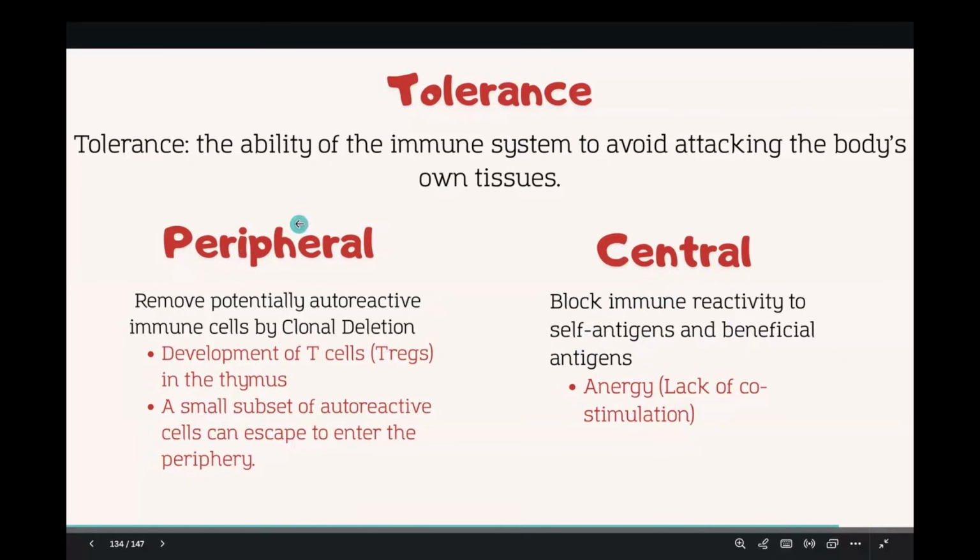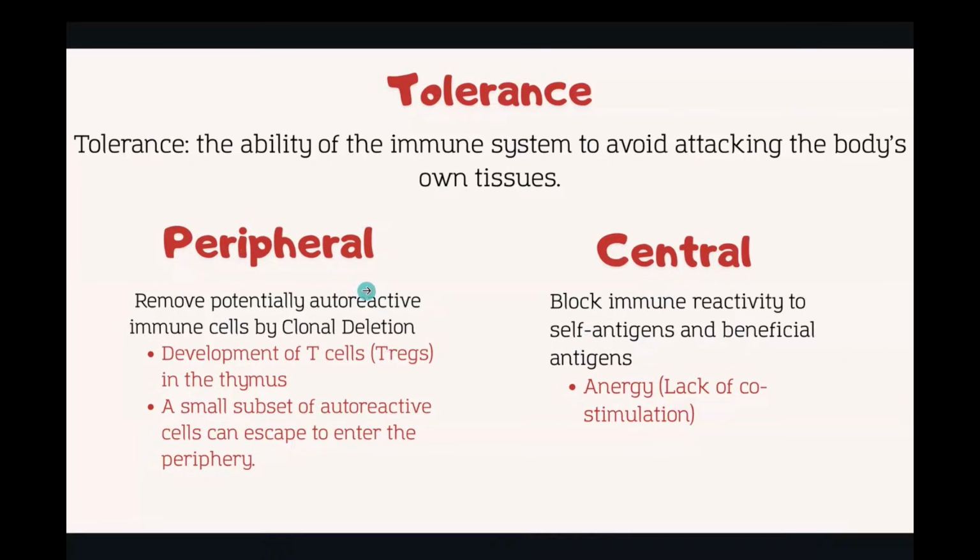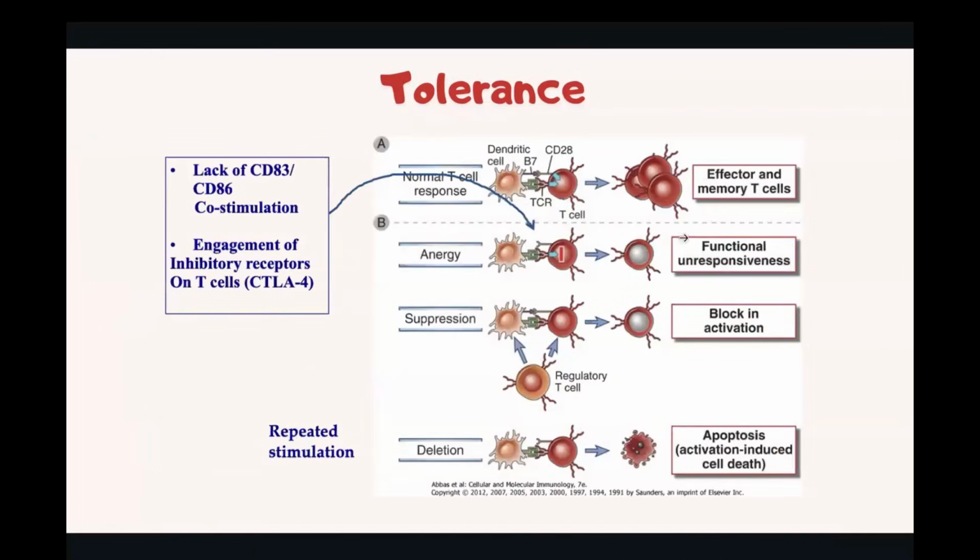In peripheral tolerance, we remove the potentially autoreactive cells. So in peripheral, we remove whatever could cause autoreaction. In central, we block this activity by anergy. So again, as you can see here, we have the lack of the CD83, CD86 binding, so lack of co-stimulation.